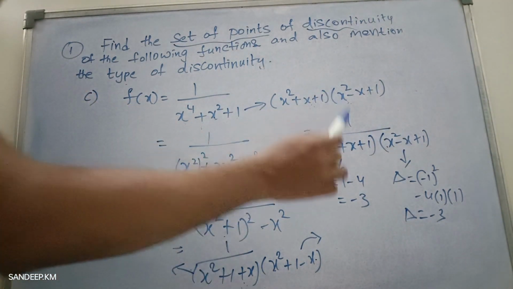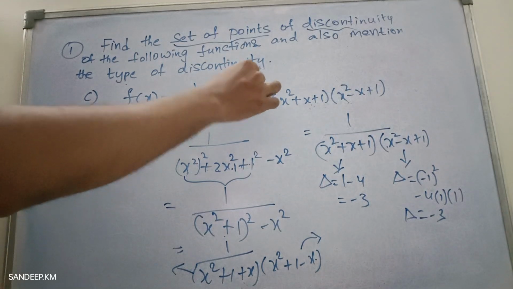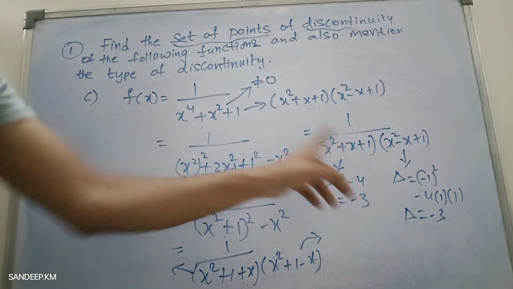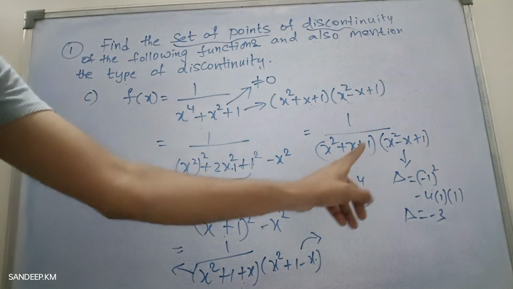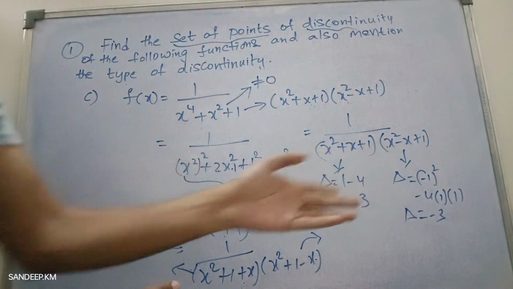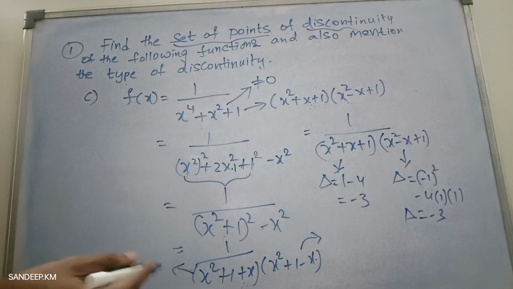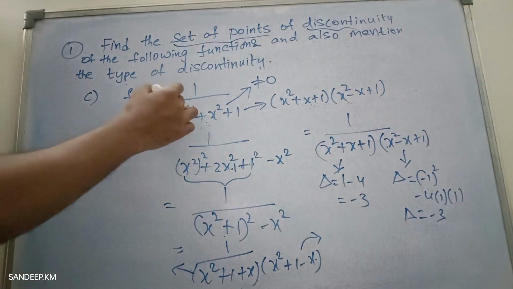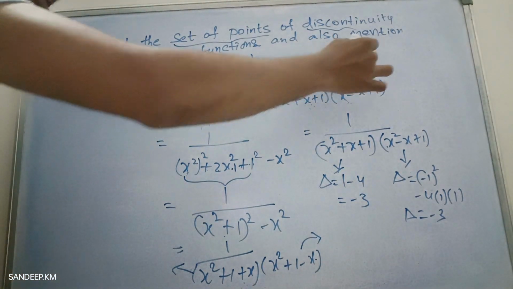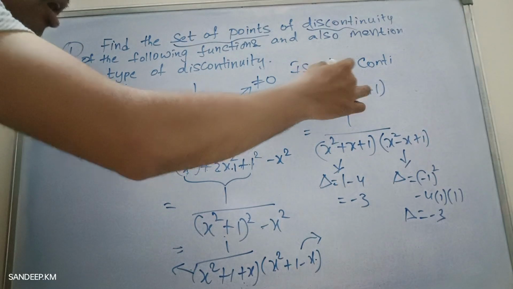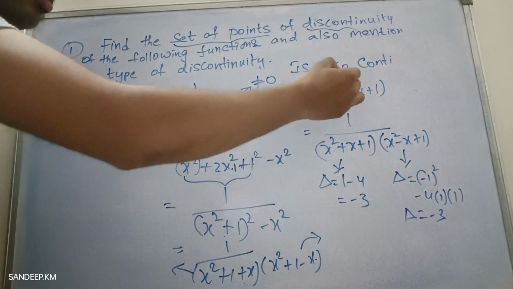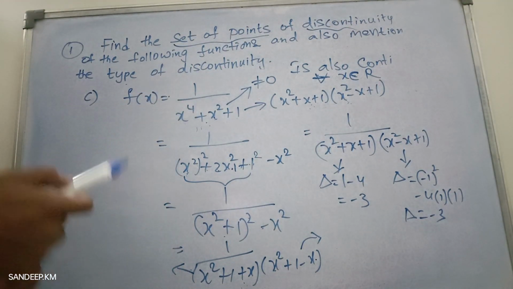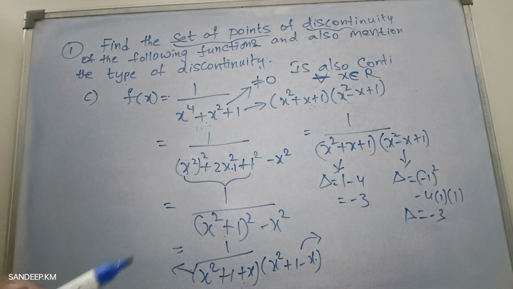So dear students, the denominator cannot be 0. This person is there in the denominator. It cannot be 0 for any value of x, because its factors are these two. This cannot be 0 for any value of x, and this also cannot be 0 for any value of x. So which means that the denominator cannot be 0 for any value of x. For this reason, this function is also continuous for all x belongs to R. For all real numbers, this function is also continuous and it does not have any points of discontinuity.